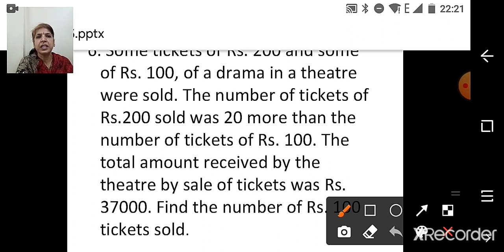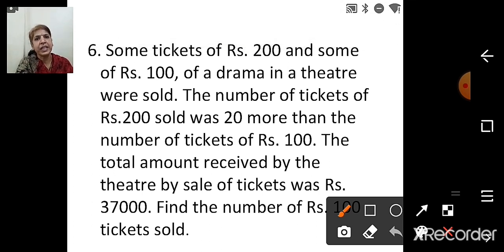So children, when you go to buy tickets, even of a theatre or a movie, they are of different denominations, that is of 200 rupees, 100 rupees and so on. So some tickets were of rupees 200 and some were of 100. It is mentioned some tickets, the exact number is not given. And the number of tickets of 200 sold was 20 more than the number of tickets of 100. So the number of tickets of rupees 200 sold was 20 more than the number of tickets of rupees 100.